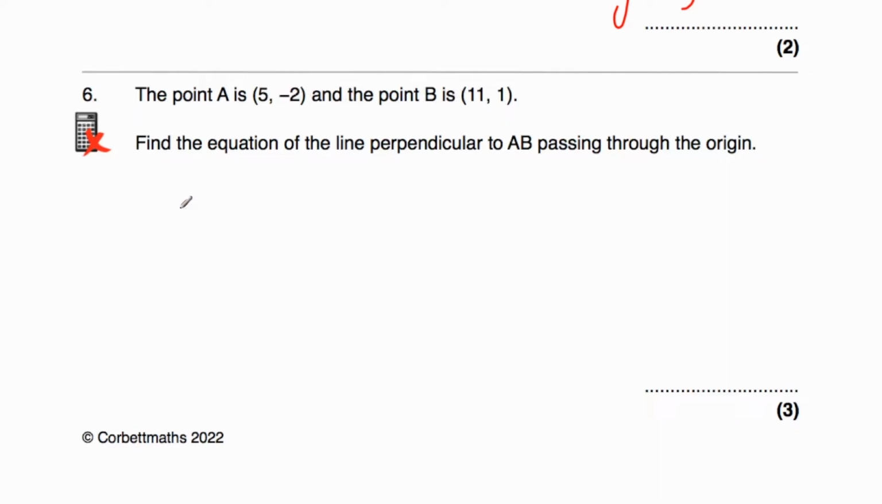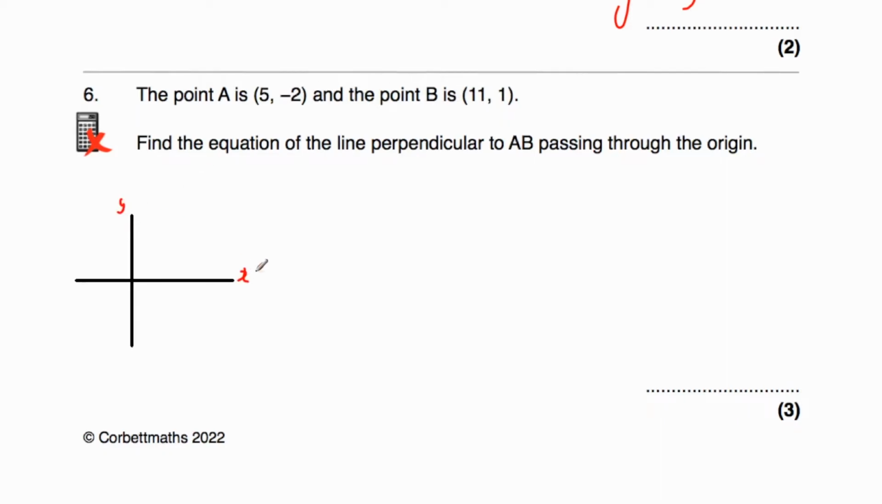points A and B. So here we've got our x and our y-axis, and A would be 5 across, 2 down, so A would be here somewhere. So let's call that A. And B would be 11 across and 1 up, so B's up here somewhere. So the gradient of this line will be positive. So let's join them up, and we want to find the gradient of that line.